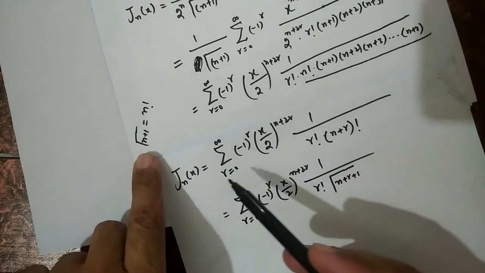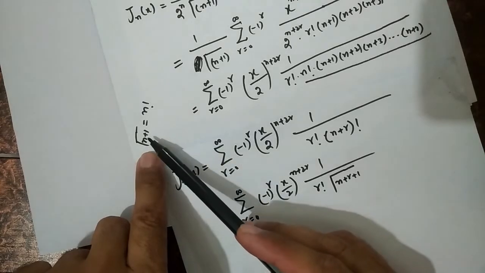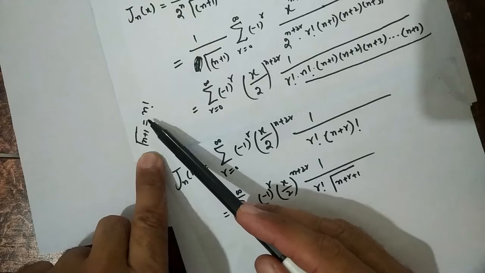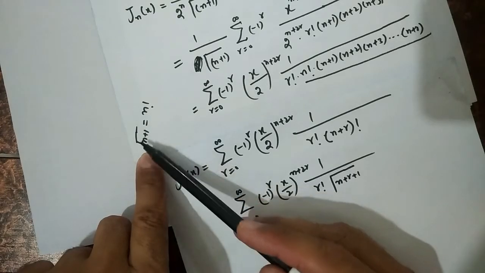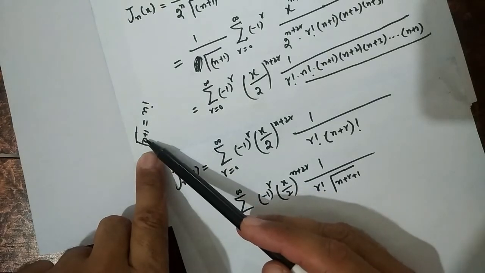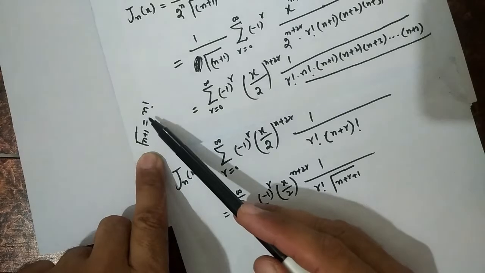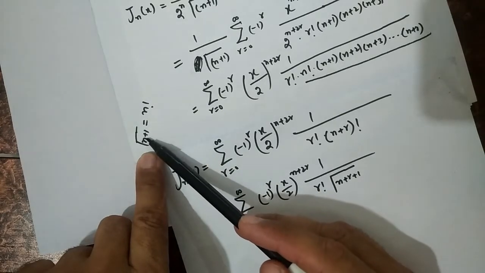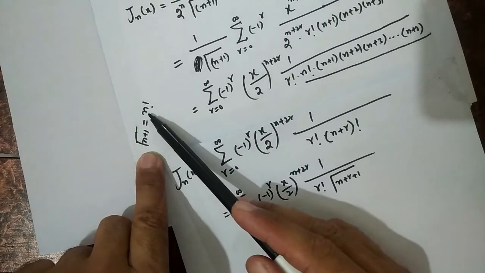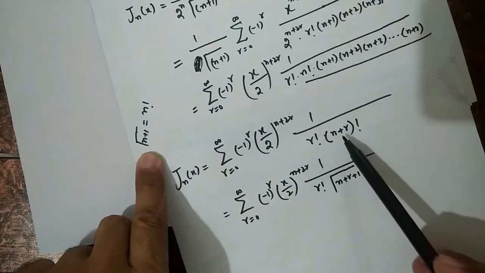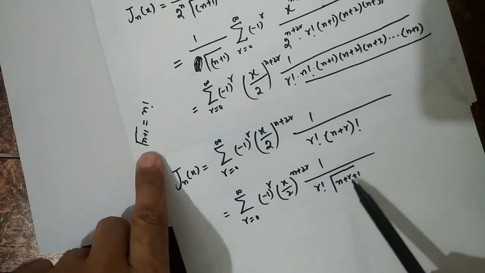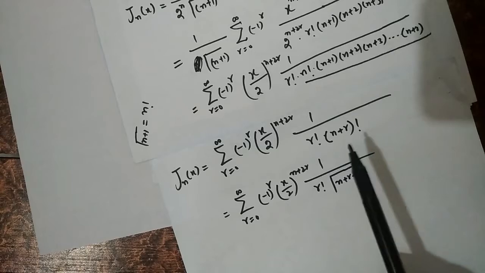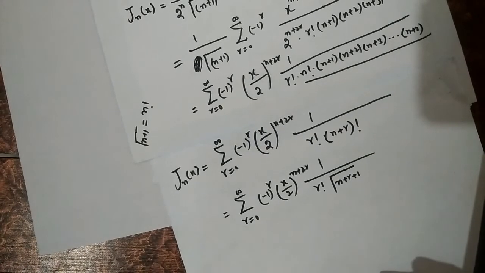As according to this property, if we have gamma n plus 1, it gives us n factorial. Similarly, for gamma n plus r plus 1, if we replace here n by n plus r, it will become n plus r factorial. Clear? So we have replaced n plus r factorial by gamma n plus r plus 1.